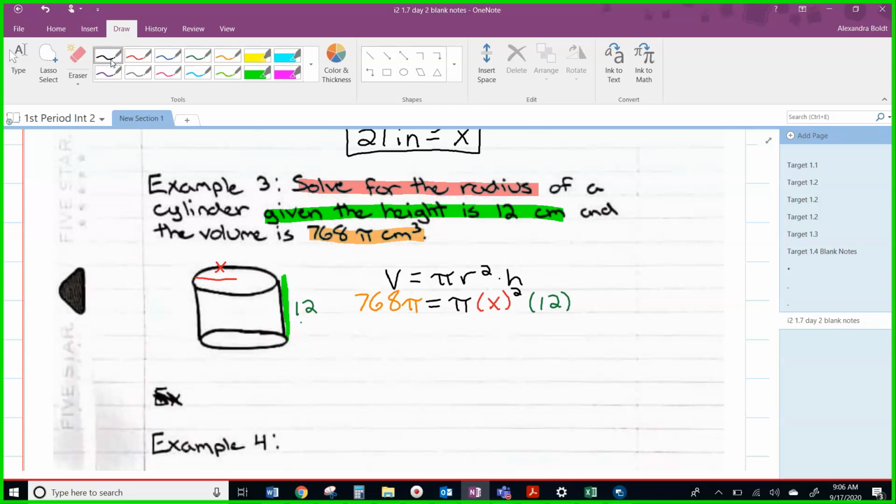And now I want to make sure both my sides are simplified. So 768 pi, that can't really do anything else. On the other side, it's just kind of rearranging things. We always put like numbers first. So I have 12, we still have a pi, and our variables always kind of go last. So I would write that as 12 pi x squared. Your order is not super important, but writing it like this is probably the easiest way to see what you're solving for.